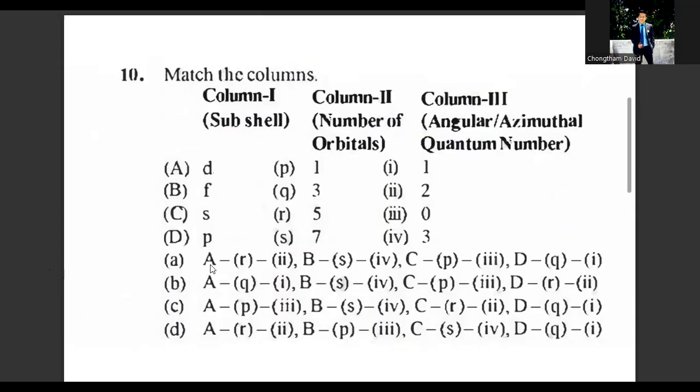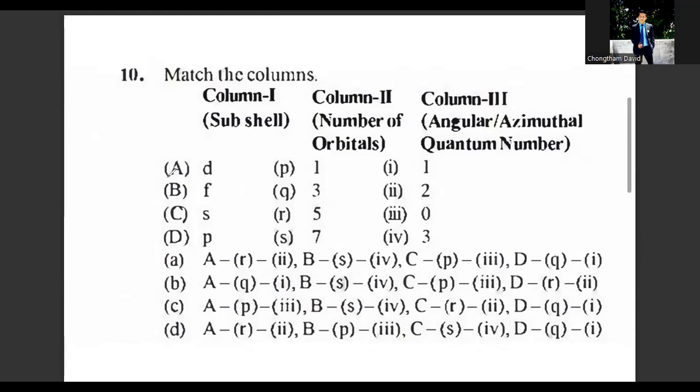Moving on to the next question, number 10. It's the match the column type. For this 4D subshell, the number of orbitals would be 5, and the azimuthal quantum number l would be 2, because it is the D subshell: 0, 1, 2. It corresponds to s, p, d, f, right? For the f subshell, the number of orbitals would be 7, l equals 3. For the s subshell, the number of orbitals equals 1, l equals 0. For the p subshell, the number of orbitals would be 3, and l equals 1.